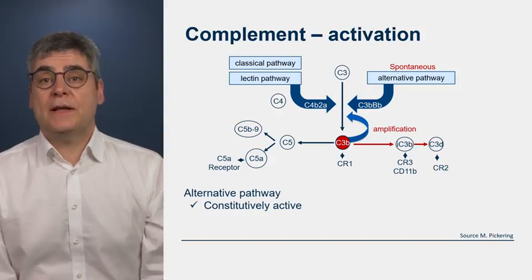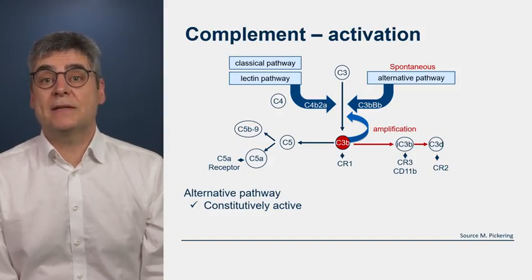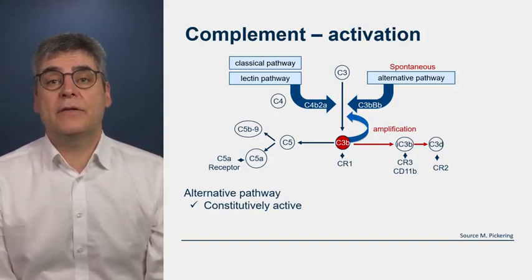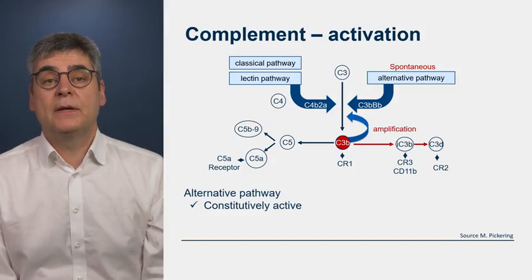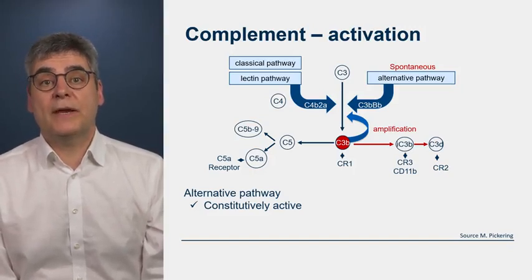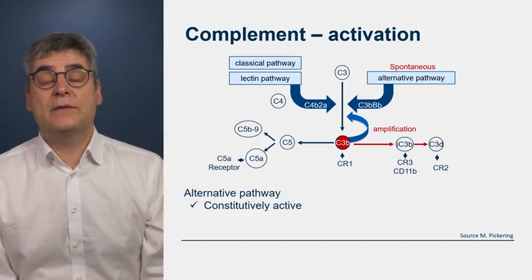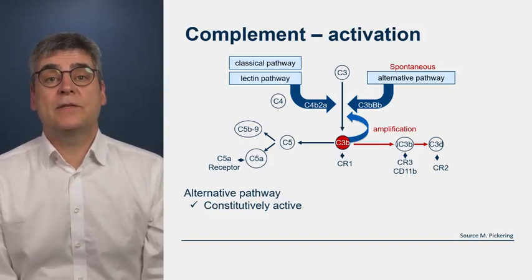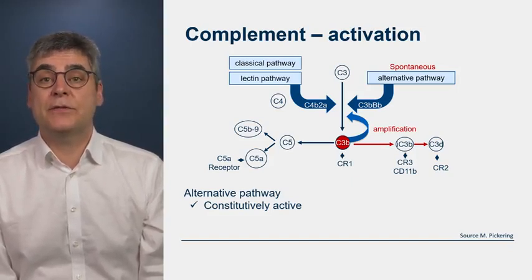In contrast to the classical and lectin pathways, the alternative pathway is constitutively active due to an unstable internal thioester bond in C3, which is susceptible to hydrolysis. This results in a C3 molecule that can interact with factor B. Following enzymatic cleavage of factor B by factor D, the alternative pathway C3 convertase is formed. This is denoted C3bBb. Because the pathway is constitutively active, it requires constant regulation to prevent uncontrolled activation of C3.